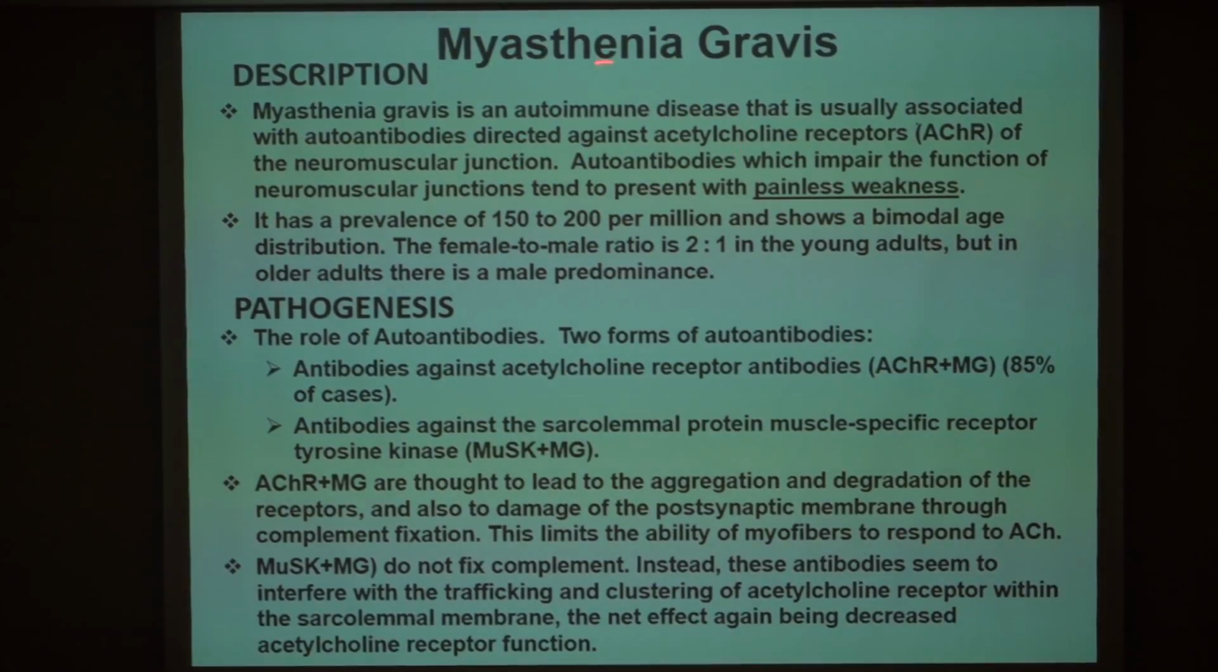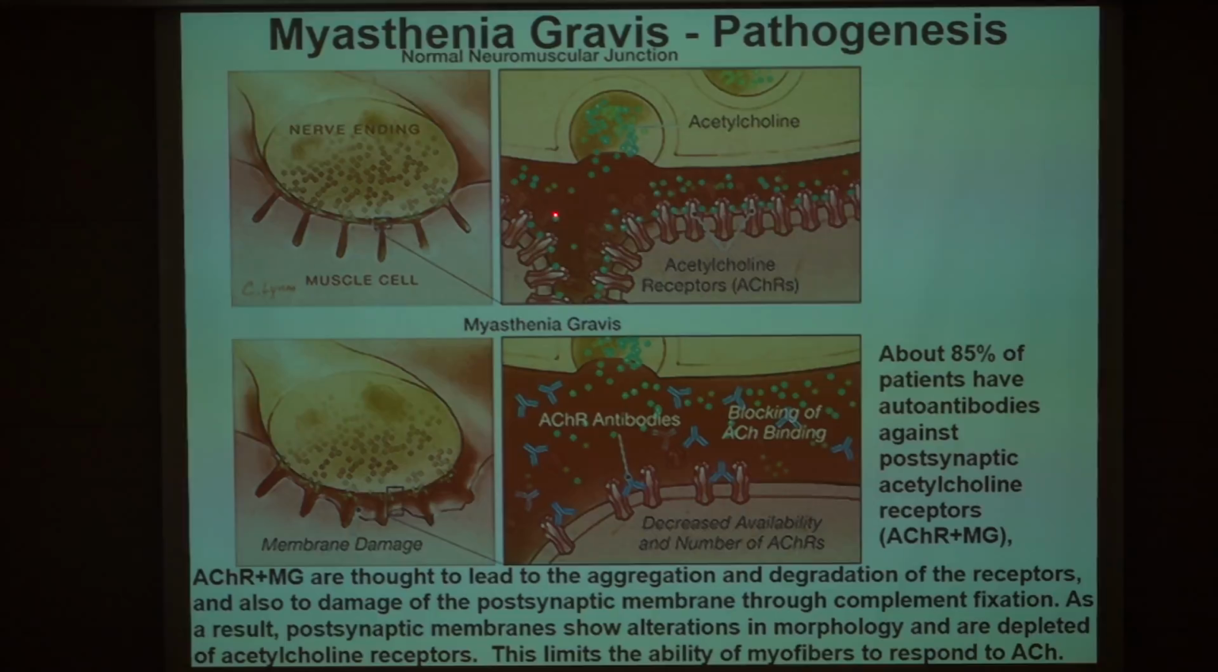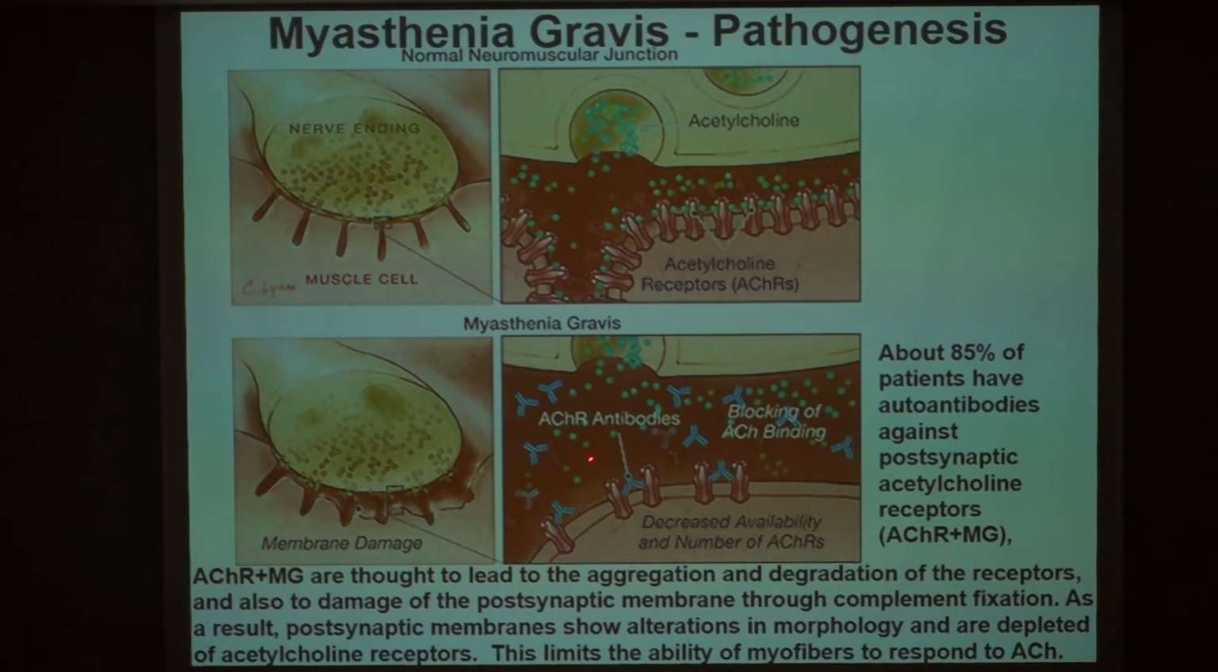You'll remember, myasthenia is an autoimmune disease, and that it has two autoantibodies that are involved in it. 85% of the autoantibodies are the antibodies against the acetylcholine receptors. And remember, in class we talked about the fact that in myasthenia gravis, basically what you see is a loss, a degradation of the acetylcholine receptors, and you see damage of the postsynaptic membrane that occurs because of complement fixation.